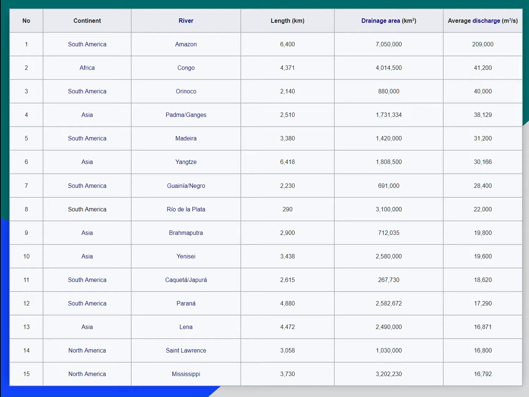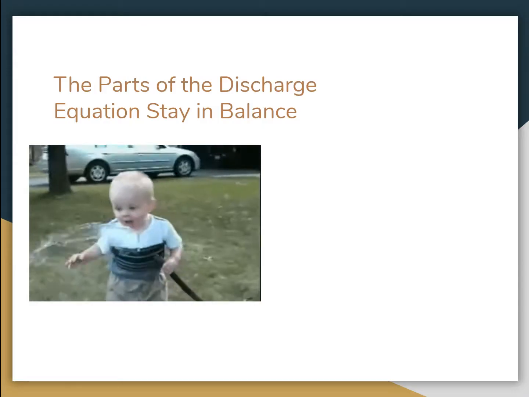We actually have to go all the way down to the bottom of this list to get to North America. The St. Lawrence River is up in Canada, so we're going to keep moving from there. Number 15 in the world is our Mississippi River. So we looked at the drainage area earlier. That is just over 3 million square kilometers in area. And its average discharge is 16,792, which is a tiny, tiny fraction of what the Amazon can carry, which is pretty cool.